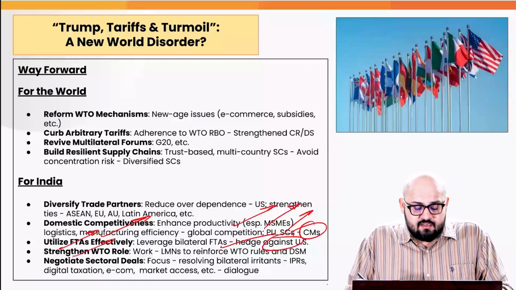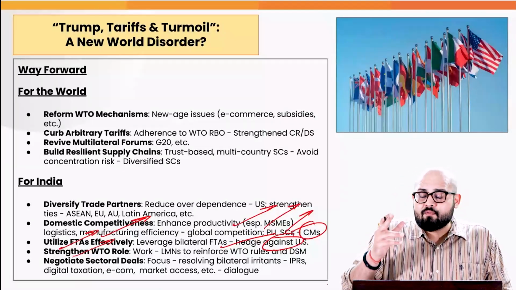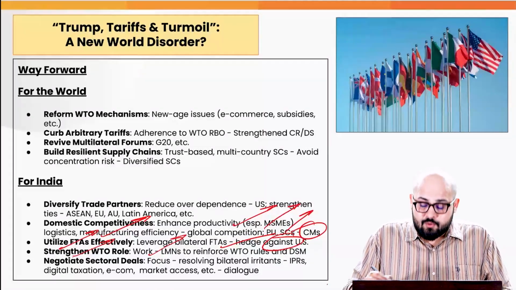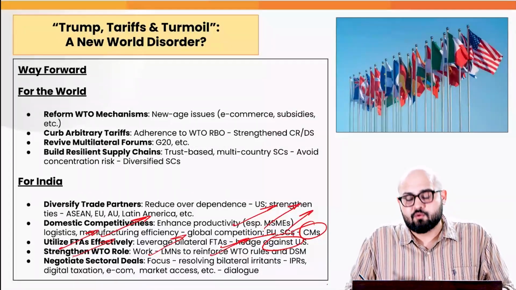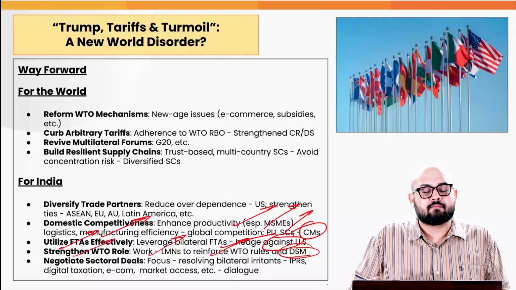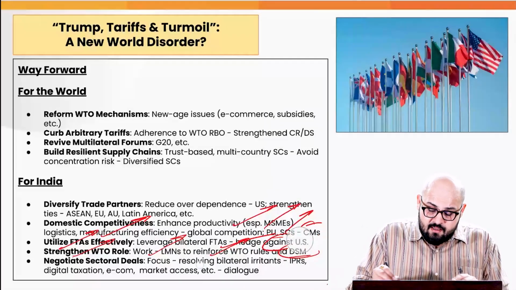Next is strengthened WTO role. So what we are trying to say is, as previously said, that we need to come up with like-minded nations to reinforce the very objective of WTO rules, right? And make sure that there is a proper, robust dispute settlement mechanism.